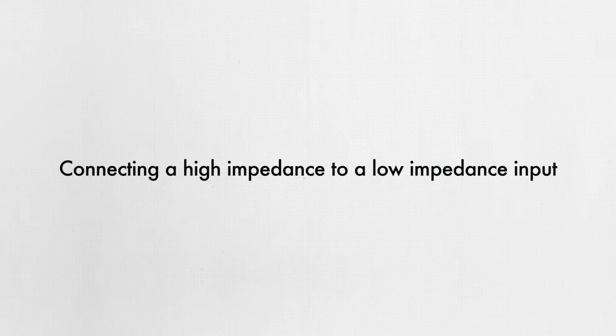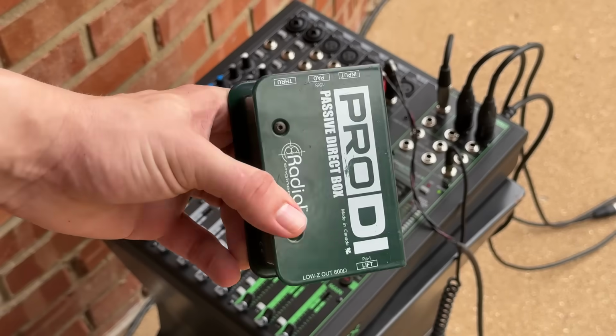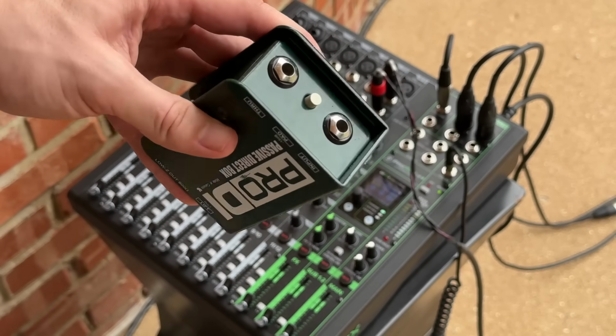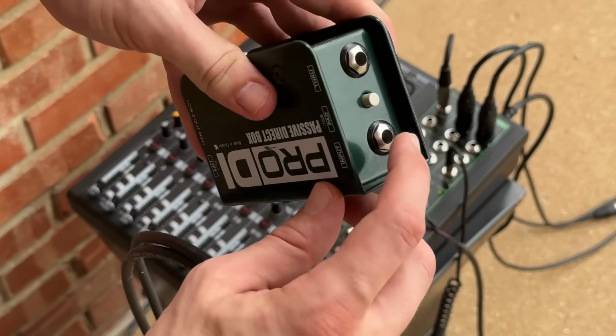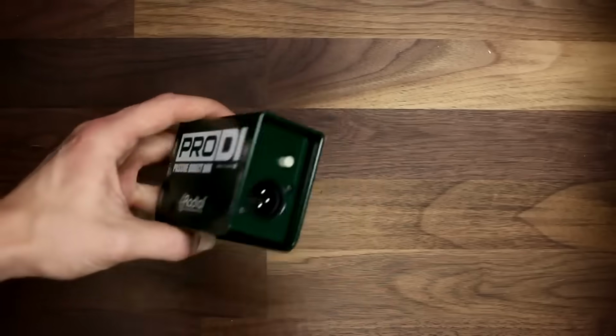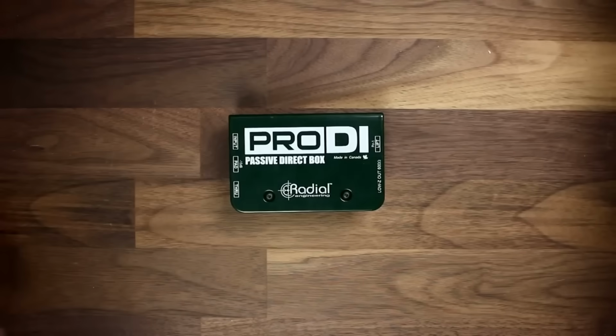But what do you do when you need to connect a high Z source to a low Z input? Well, a great tool for this is the passive DI box that I used at the beginning of the video. This is the Radial Pro DI. And it has an input impedance of 140 kiloohms, great for high Z outputs, like instrument pickups. And it has an output impedance of 150 ohms, much lower and more suitable for a microphone input.